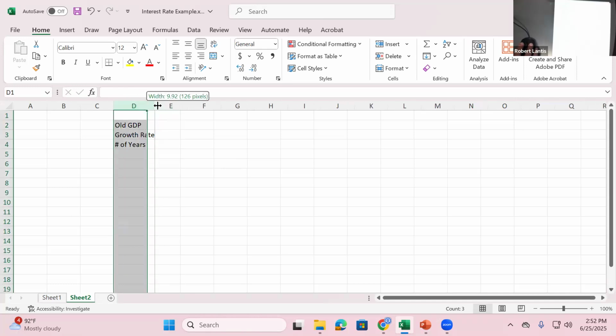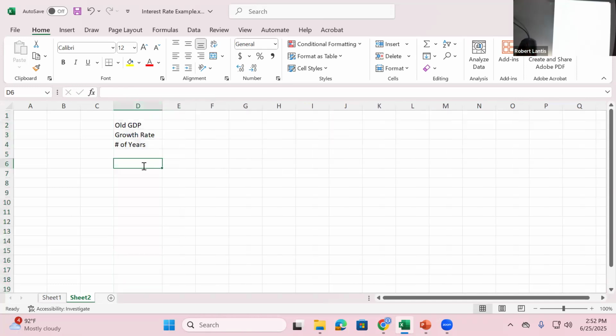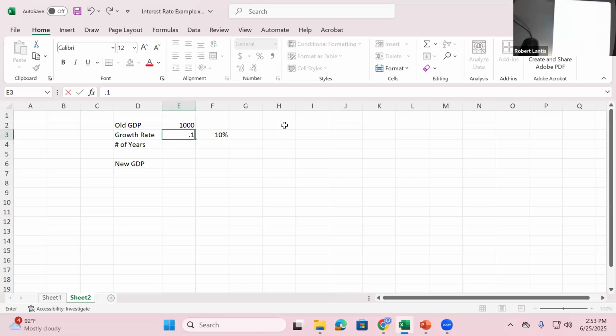If I can get this, there we go, to compute what my new GDP would be. Let's say my old GDP, just to make some easy numbers, is $1,000. The growth rate using that mutual fund average was 10%. Although I said, if I had a 10% growth rate, in my formula I should actually be using the decimal form, or 0.1. And then maybe I want to project out something like 20 years.